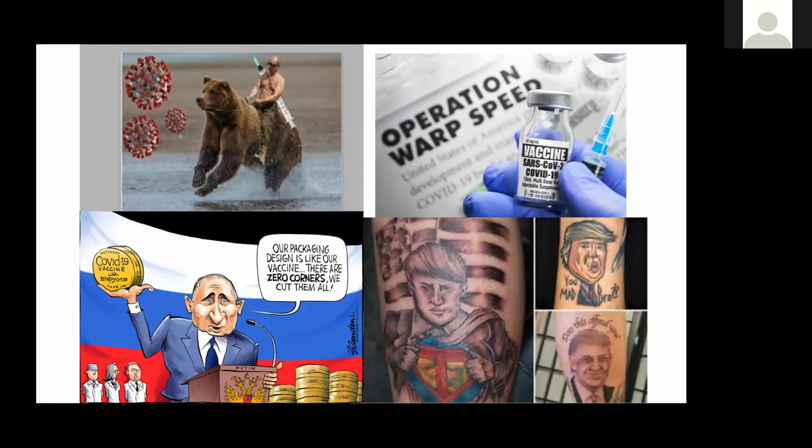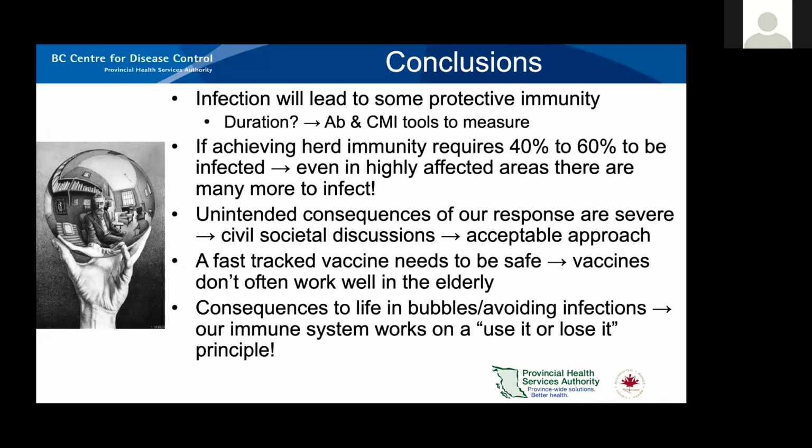So maybe that could help us improve what's going on. Next slide. So here's, I think, one of the important things for us to think about in terms of conclusions. Infection will lead to some protective immunity. We don't know what that duration is, and we are going to all work on coming up with the antibody and CMI tools to measure it. If achieving herd immunity requires 40 to 60%, even in the highly affected areas, there are many more to affect. We're going to have more waves, and we're going to have to figure out how to live with that.